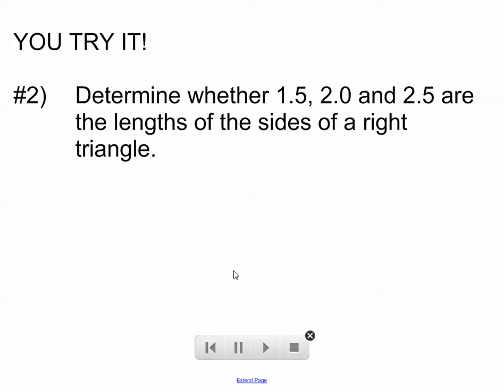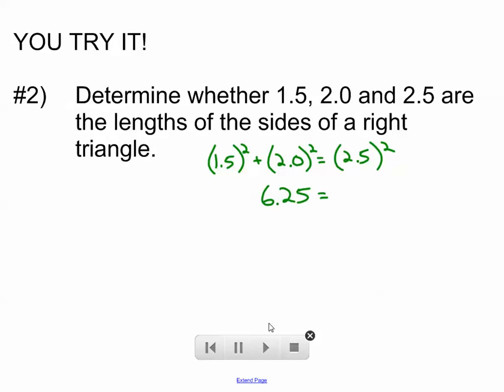All right, how about this one? Determine whether 1.5, 2.0, and 2.5 are the lengths of the sides of a right triangle. If these are the lengths of the sides of a right triangle, then the shortest side squared plus the next shortest side squared has got to equal the hypotenuse squared. 1.5 squared plus 2 squared is 6.25, and 2.5 squared is also 6.25. So these are indeed the sides of a right triangle because they fit the Pythagorean theorem.